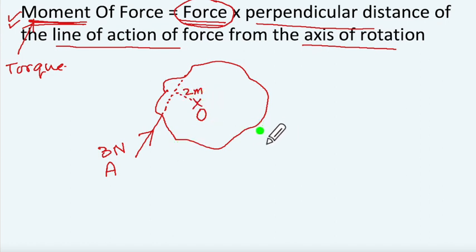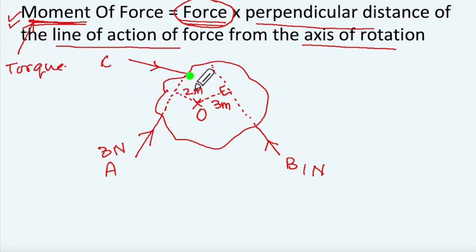Okay, then let us have another force acting this way. Let us call this as B. You can produce this line of action of force this way, and you will get this becomes the perpendicular distance of the line of action of force from the axis of rotation. Let us say this is 3 meter and let us say this is 1 Newton. All right, let us have another force over here. Let us call this force as force C, and this again you will have the line of action of force this way, and then you will have the perpendicular distance of the line of action of force from the axis of rotation.